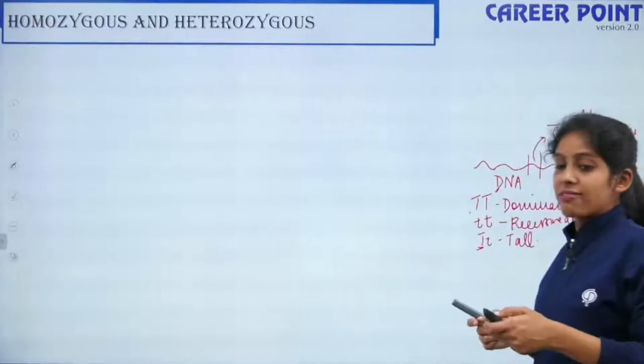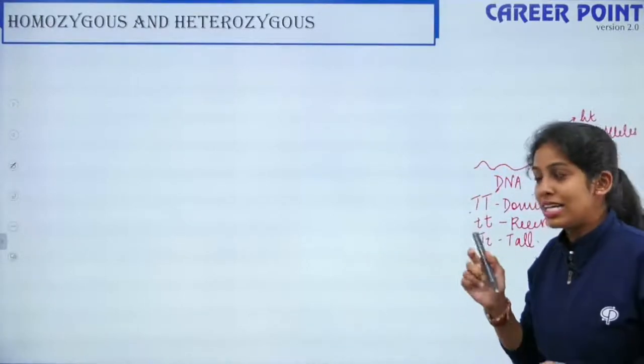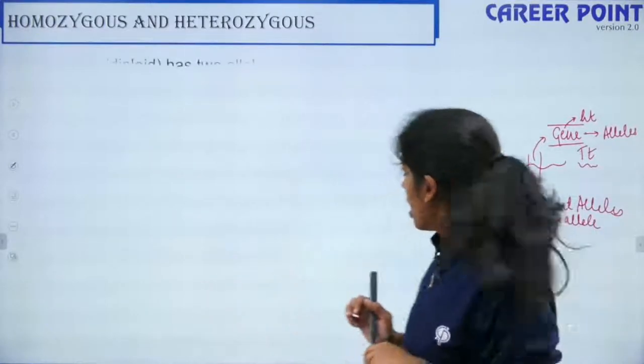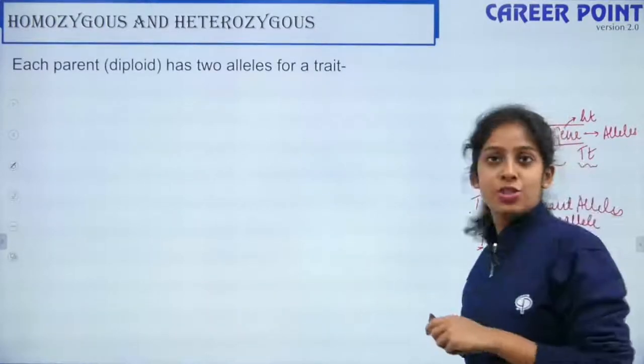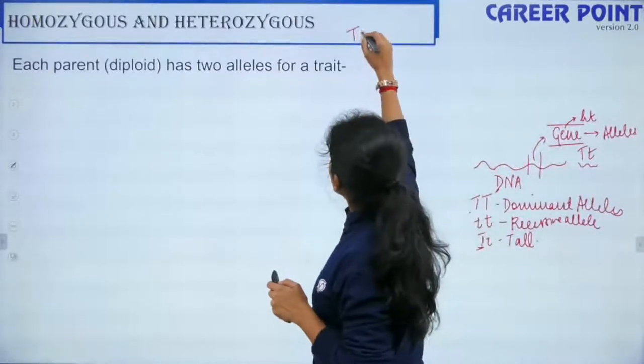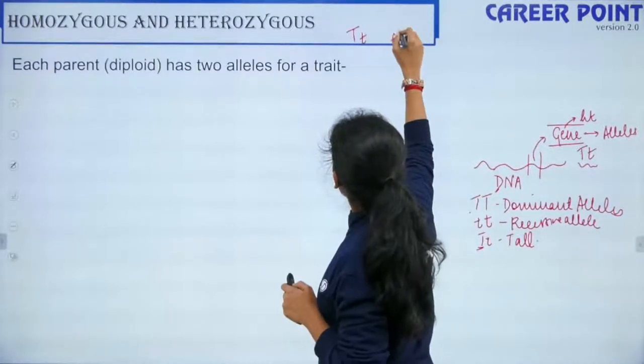So I hope you guys have understood what is an allele. So allele is the two forms of the same gene, okay? So each parent has two alleles for a trait. For example, your father might have this, your mother might have this.